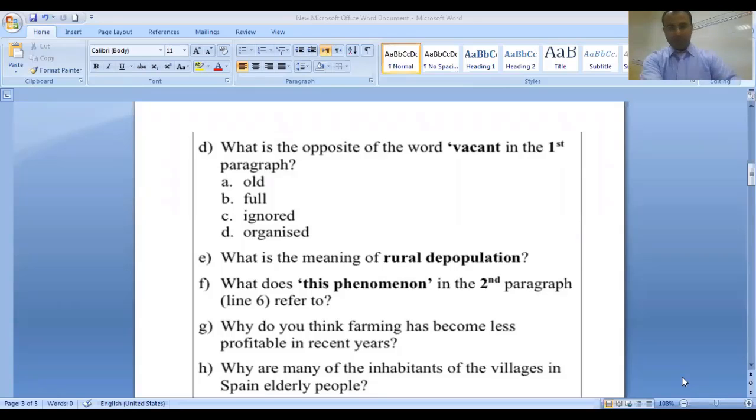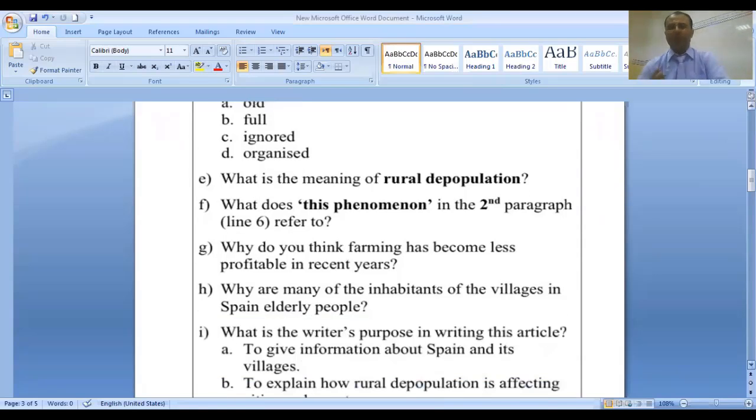Okay, now let's move to the next question. Why do you think farming has become less profitable in recent years? Farms where people plant crops, these farms are becoming deserted and less profitable. Why? Anyone knows the answer? Just raise your hand. People are leaving farms and going to the city. Why?